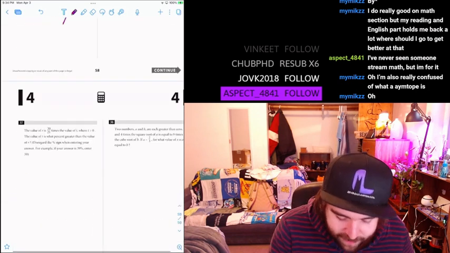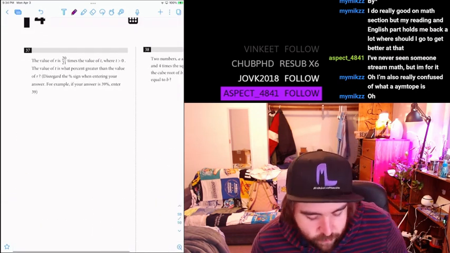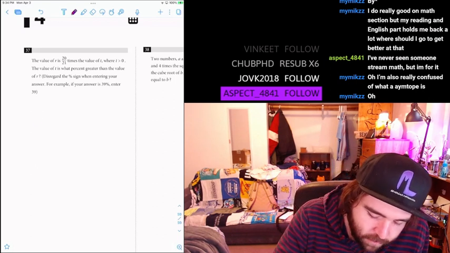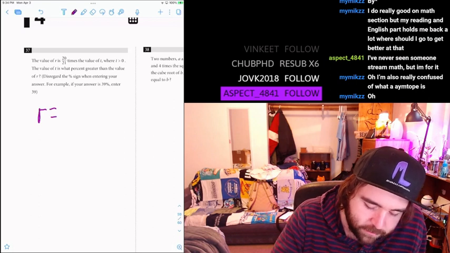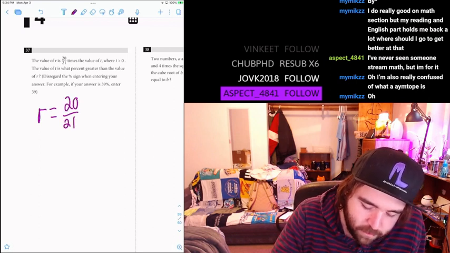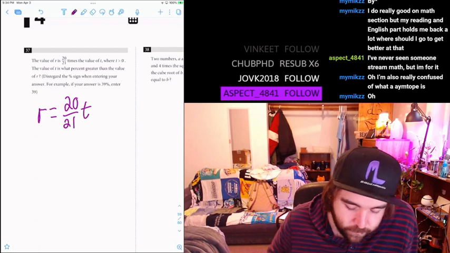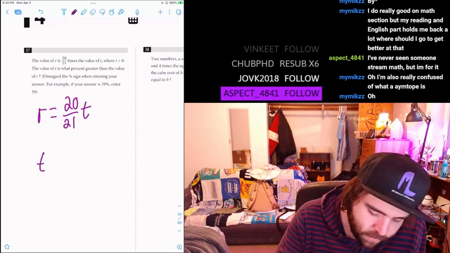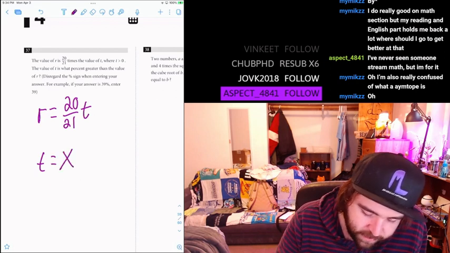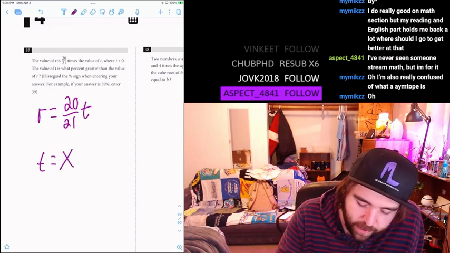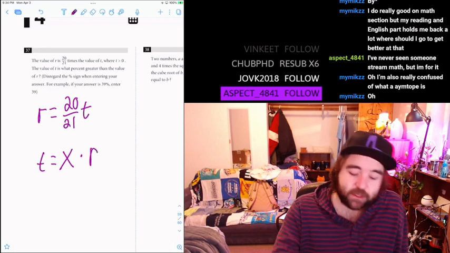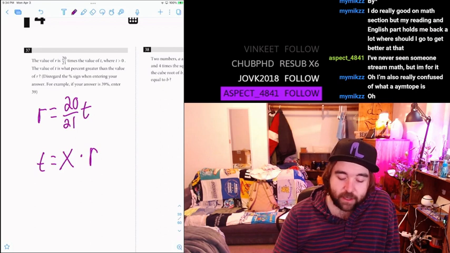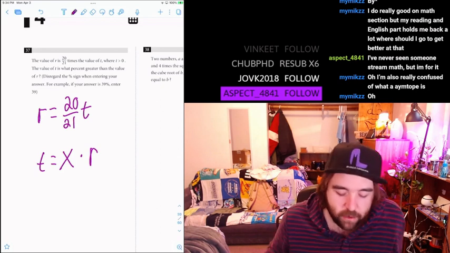All right, last two. The value of r is 20 over 21 times the value of t. We can write that: the value of r is 20 over 21 times t. The value of t is what percent greater than r? So see, this is my thing. This is why I'm saying, don't try to go to it right away. You got to set it up. So look at what you're looking for here. You're looking to solve for t.